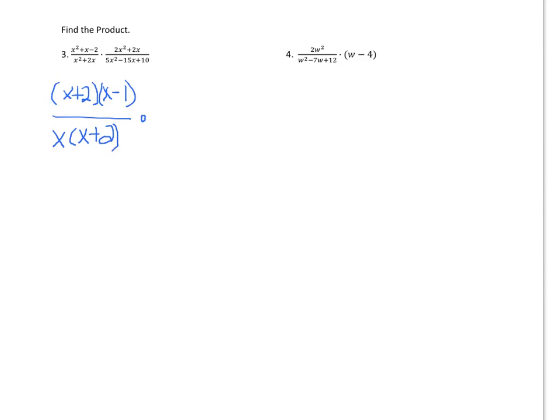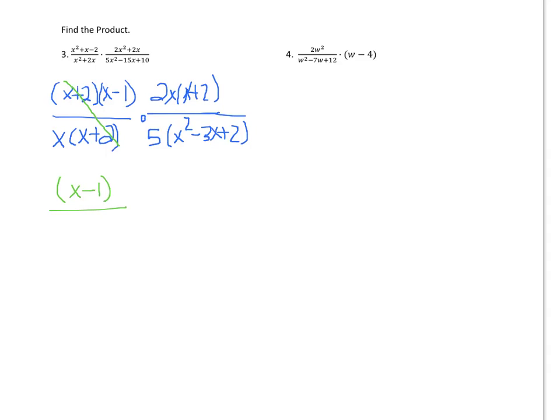And you get this, times. Well, the top you can factor out 2x. You get x plus 2. The bottom, well, factor out a 5 first. Because then you get x squared minus 3x plus 2. So before I keep going, I look, can I cancel anything? Yeah. You have x plus 2 and x plus 2. Those cancel each other out. So this first one now is x minus 1 over x times. You still have the 2x and the x plus 2.